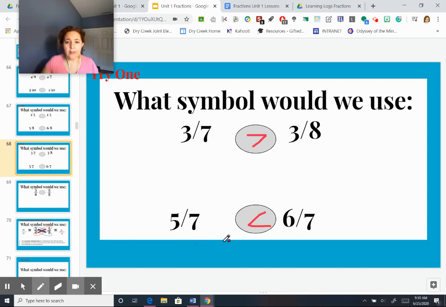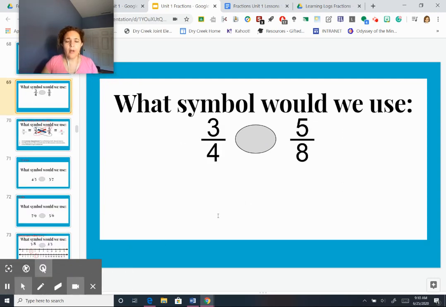Okay. Now this one, if you said 6/7 is bigger, you are correct. They have the same denominator. So I'm going to look at the numerator. The bigger the numerator, the bigger the fraction, because here I have 6 out of 7 pieces. Here I only have 5 out of 7. Okay, what about this one?